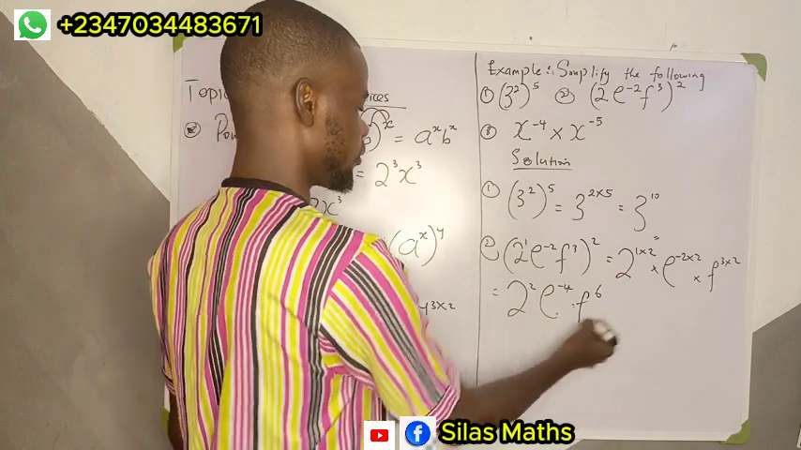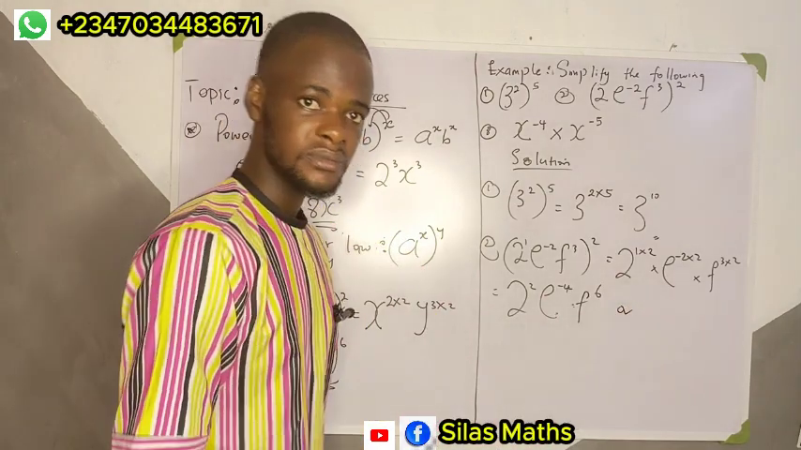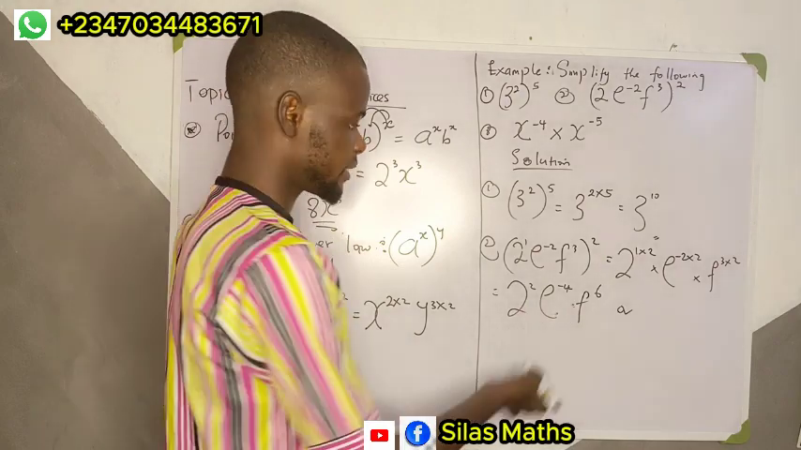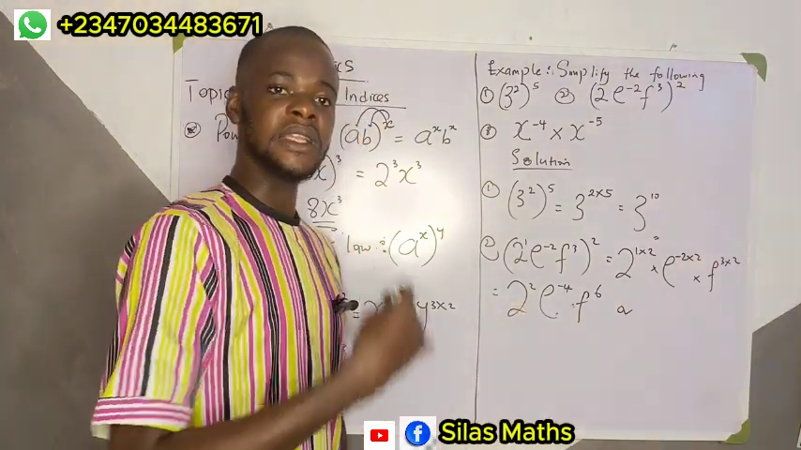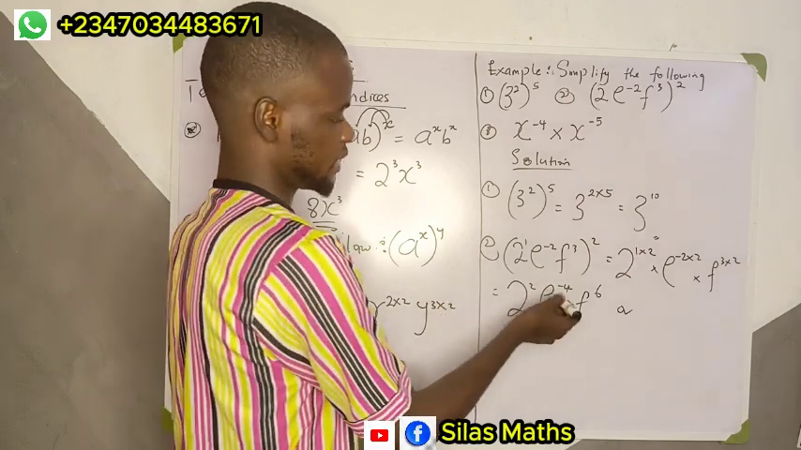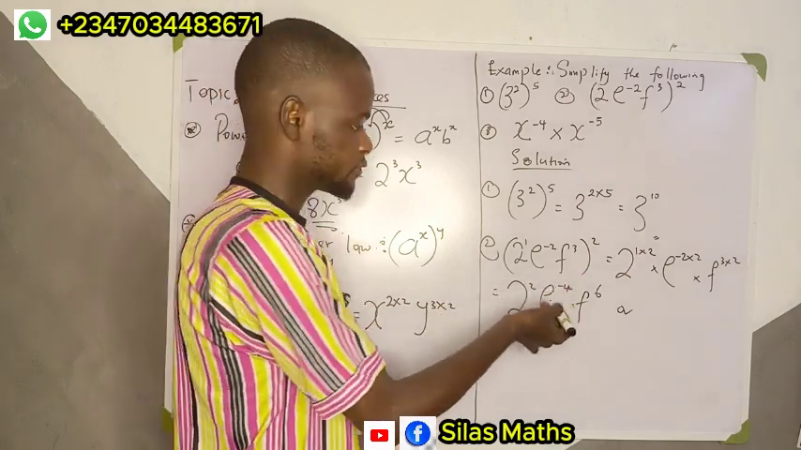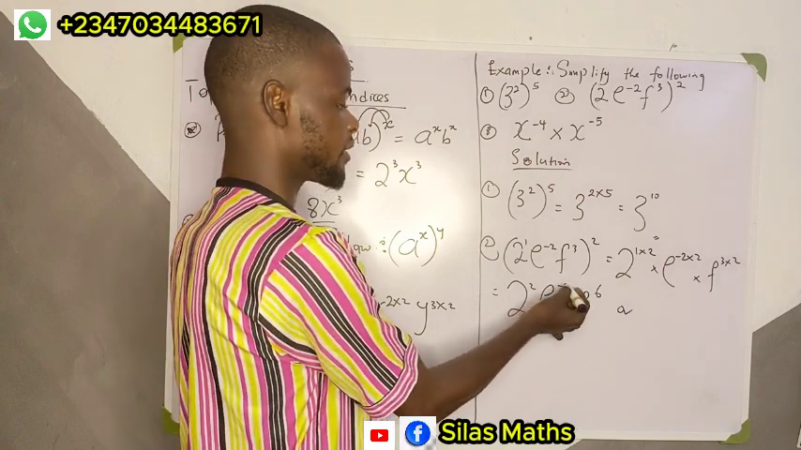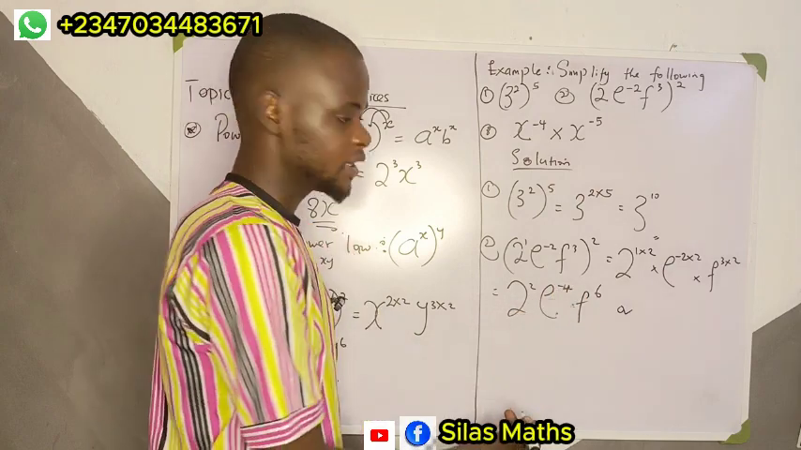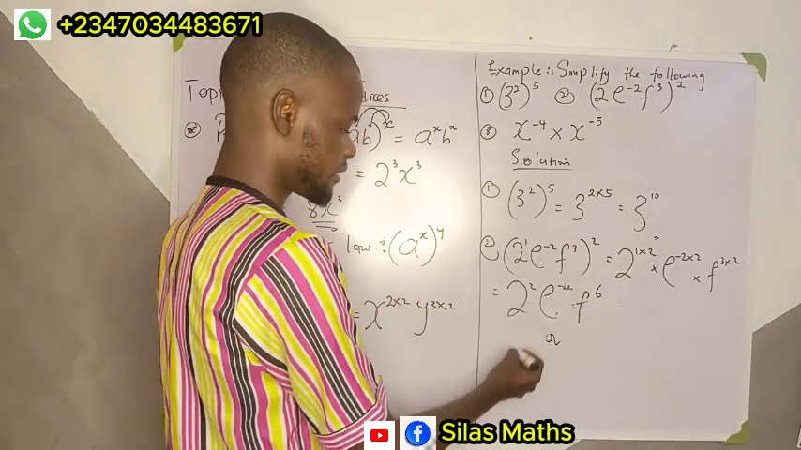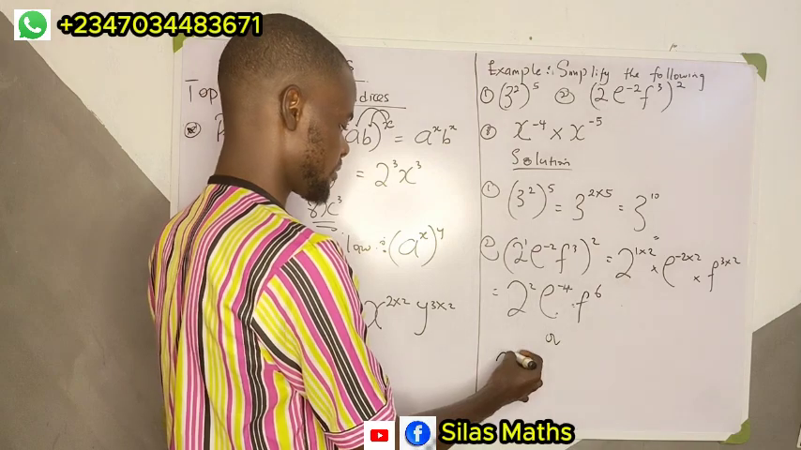So my final answer would be this. That is in index form, or I could as well simplify further by applying what we call the negative power law. Remember, whenever a number is raised to a negative power, we can take the reciprocal of the number to the positive power of that power, right? So either I leave my answer this way, or I could say that my final answer is what?